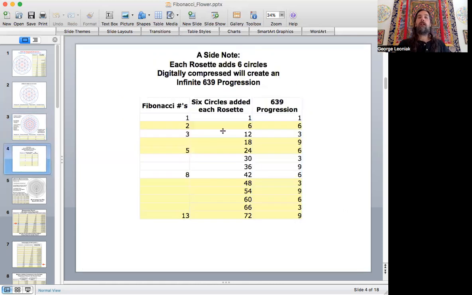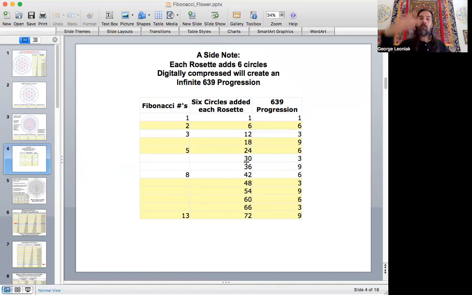So if we just look at it without the circle pattern here, there's only 6 circles that are added to each rosette. So 6, 7, 8, 30 circles, 36, 42, then we're at the Fibonacci number 8. Then we go to 48, 54, 60, 66, right? Those are corresponding to 9, 10, 11, 12, till we get to 13. And just neat for those folks that love to do the numeric number crunching.